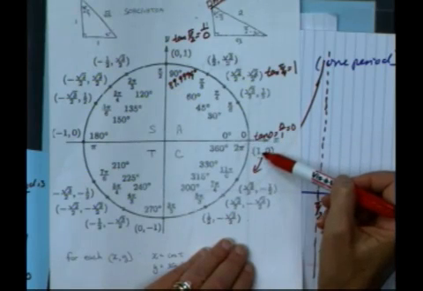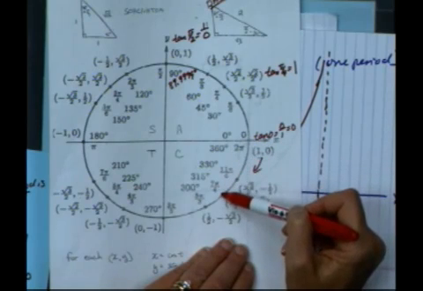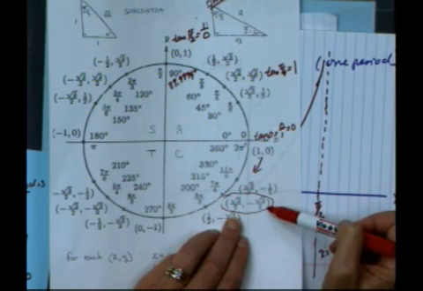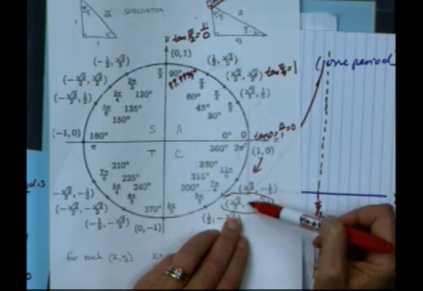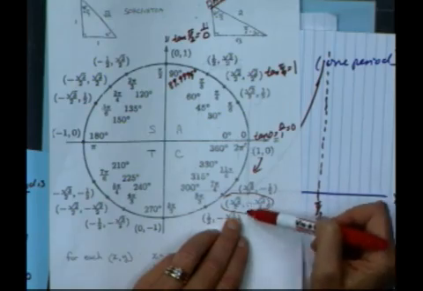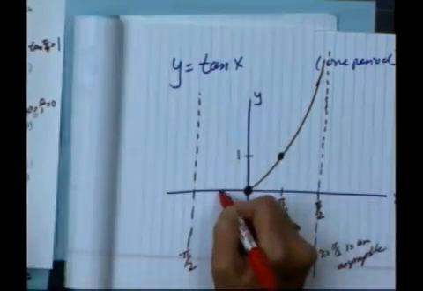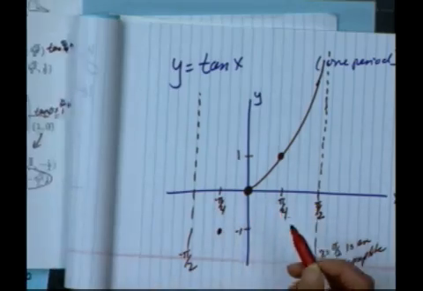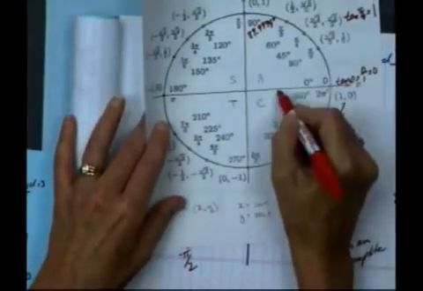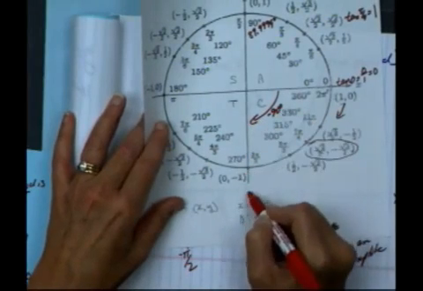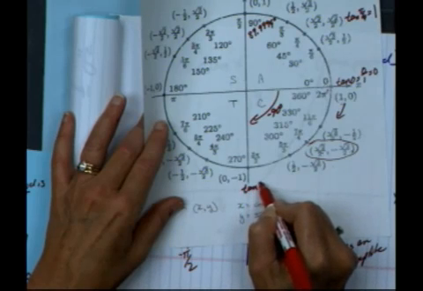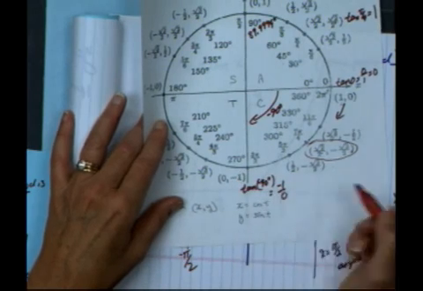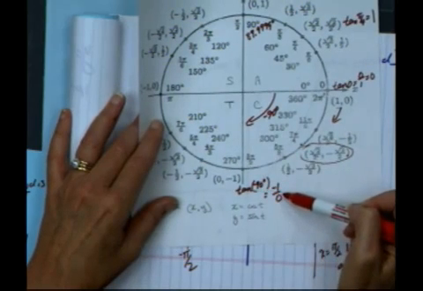Again, at 0, we're already at 0. This way would be negative pi over 4, and what would be the tangent of negative pi over 4? Sine over cosine. What's the tangent of negative pi over 4? Negative 1. So here is negative pi over 4. Here is negative 1. Okay, we get down here at negative 90 degrees. The tangent of negative 90 degrees, or negative pi over 2, is sine over cosine. Again, that's undefined.